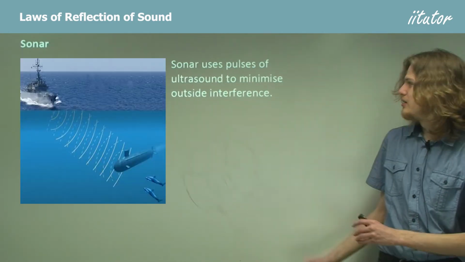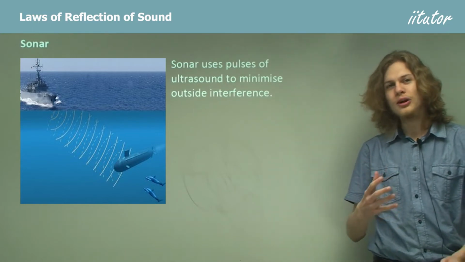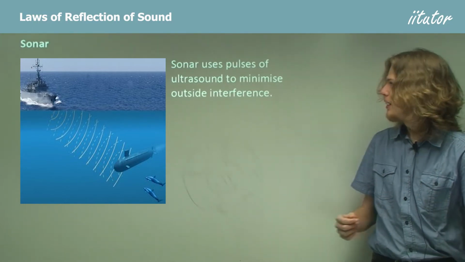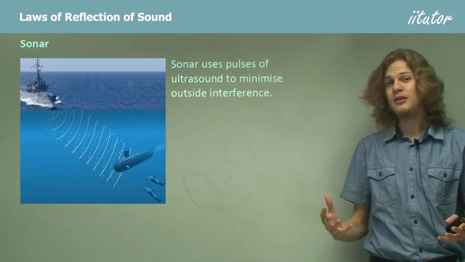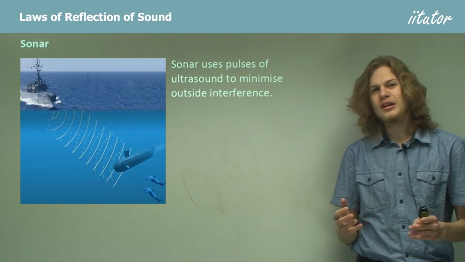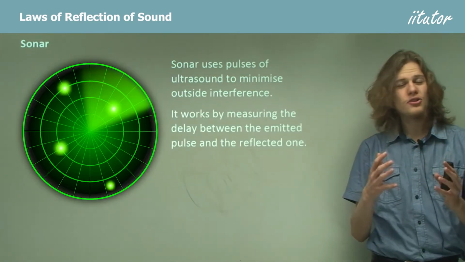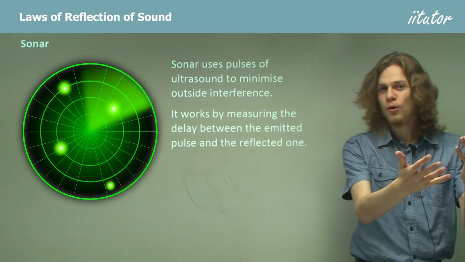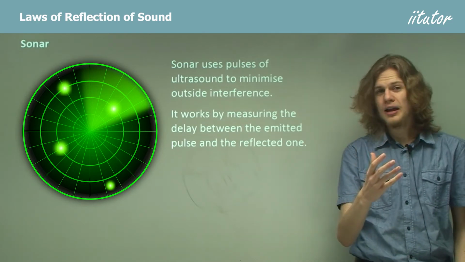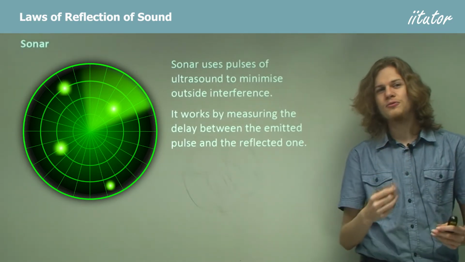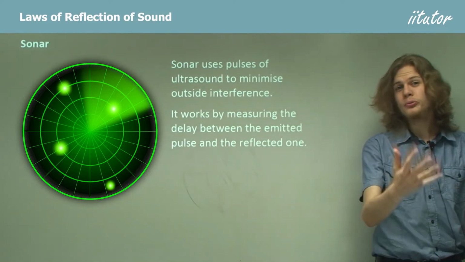So sonar uses pulses of ultrasound, which, as we know, are sound waves with a frequency too high to be heard, in order to minimize the outside interference. Most of the outside sounds that might interfere with sonar tend to be in a different frequency. So the computer can measure the delay between the ultrasound pulse it emits and the echo of that pulse. And by looking at the delay between the initial pulse and the echo, it can figure out how far that sound wave must have traveled, and therefore how far away any obstacles are.